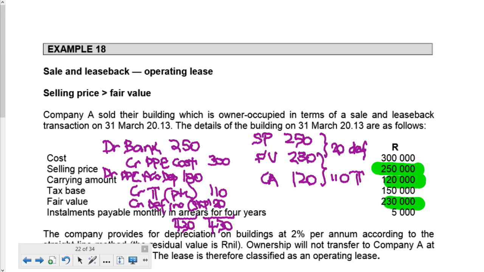Okay, so from carrying amount to fair value is profit. It goes into P&L, profit on disposal of machinery, building in this case. And then the rest, the 20, goes to deferred income and will end up in the statement of financial position. It will then be amortized, in this case over 4 years. That deferred income will be amortized over the period of the lease, because over that period we are probably paying too high installments.